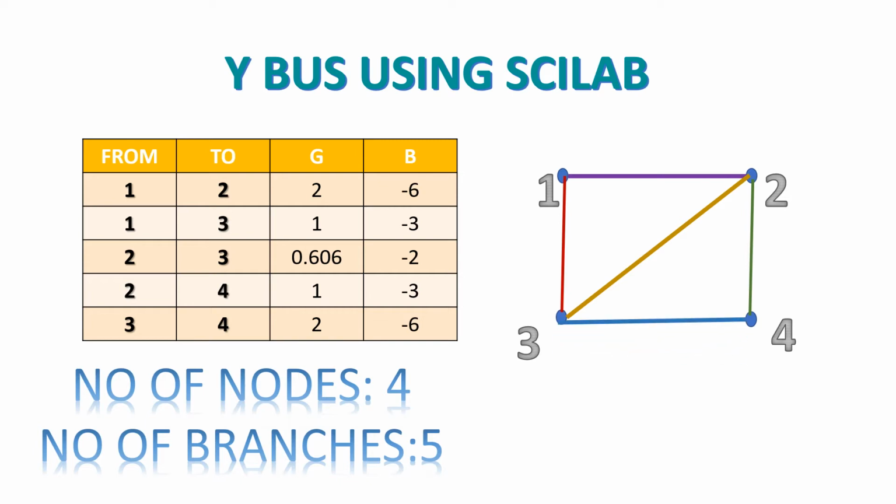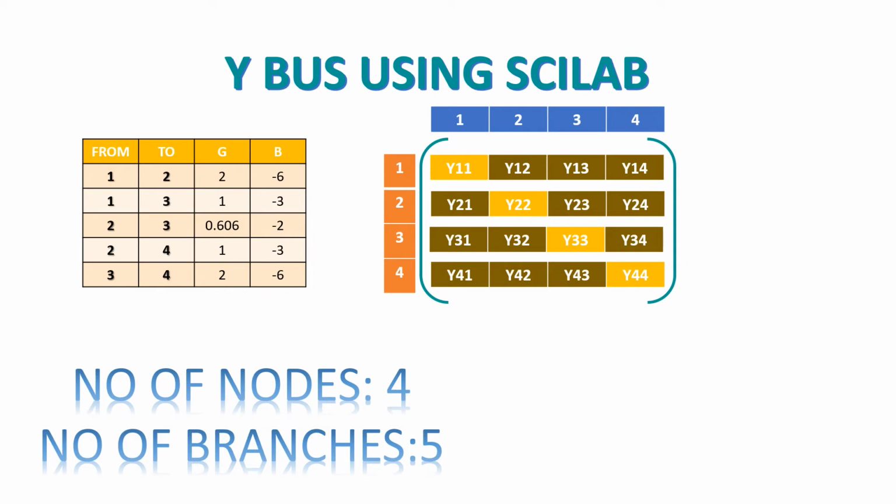That means this entire network, whose admittances are known, is tabulated as shown in the table. So from this table, how many nodes are there? There are 4 nodes, 1 2 3 4, and there are a total of 5 branches. So for a 5 branch 4 node network, the Ybus will have an order of 4 by 4.